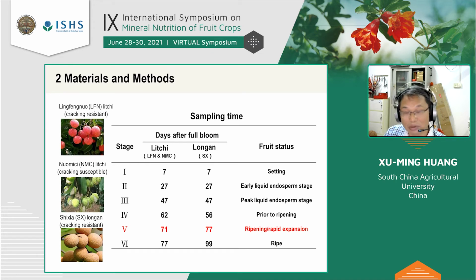We took samples at six stages. These are the six stages. Stage 5, after stage 4, is the ripening stage, in which the fruit undergoes rapid expansion. And that is the stage where there is a high demand for calcium.